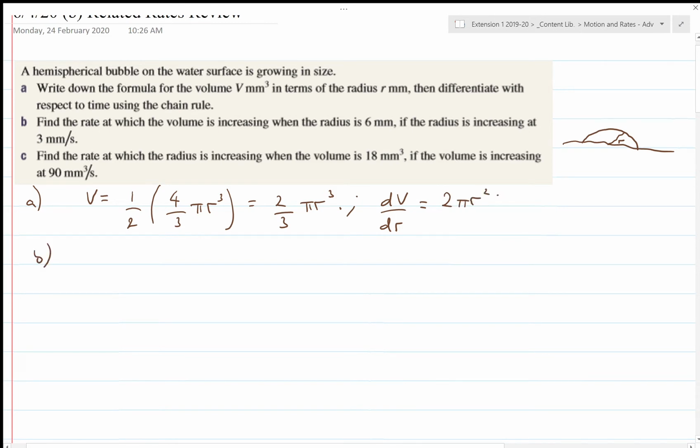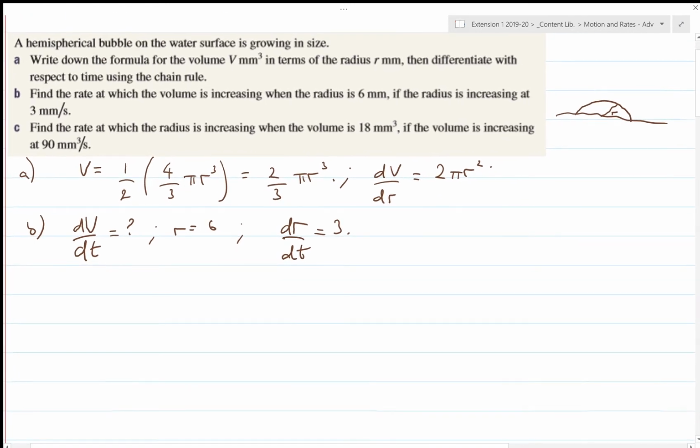Part B, find the rate at which the volume is increasing, so that's dV/dt, when r is 6, everything's in millimeters, right? If the radius is increasing, so dr/dt, at a rate of 3. It's increasing, so it's positive.